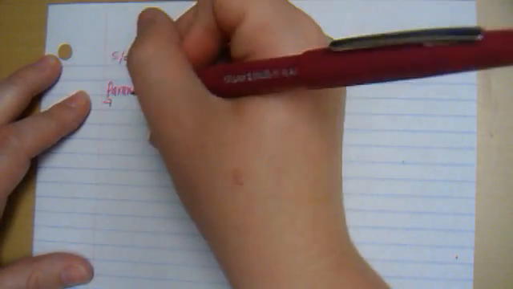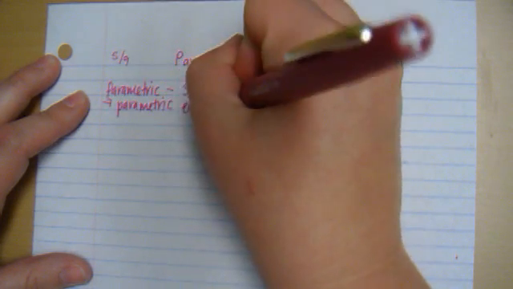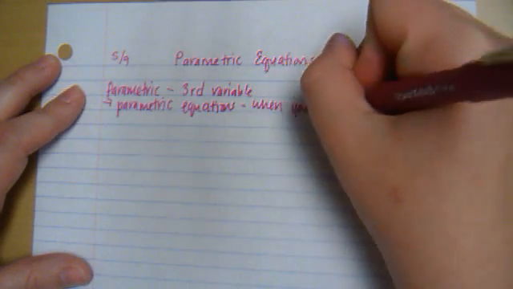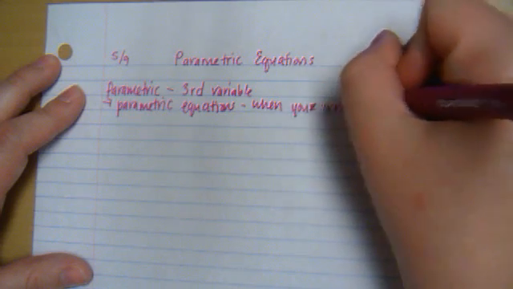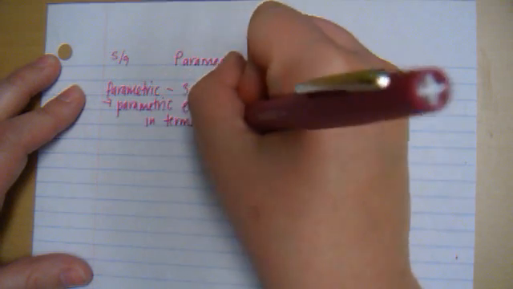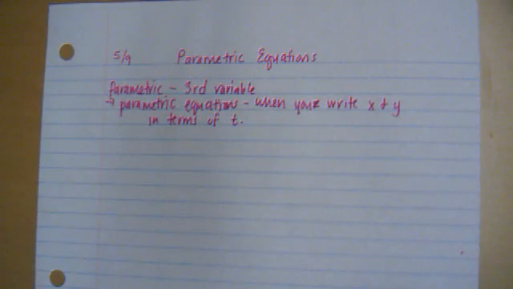So parametric is when there's a third variable involved. Okay, if you're going to continue on with math, then you're going to be using this in calculus and whatnot. Parametric equations. What we're talking about is when you write x and y in terms of t. So in what we're doing today, we're going to be using t. It could be z, it could be just whatever a third variable is.